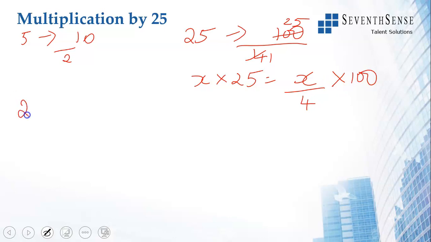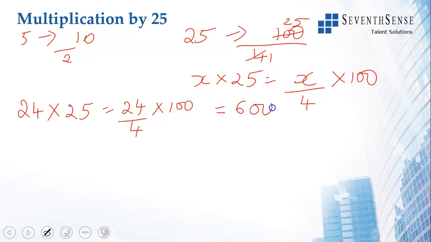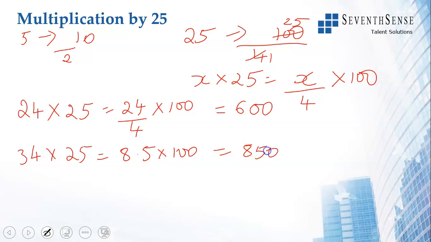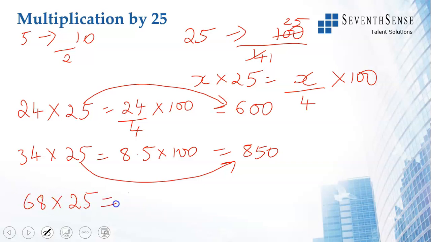So if you have to multiply 24 by 25, what do you do? You do 24 by 4 and into 100. 24 by 4 is 6, so 600. Okay, 34 into 25, 34 by 4 is 8.5, into 100 is 850. In the exam, you will have to directly write this step. I am writing it here so that all of us who are watching are on the same page. Let's look at 68 into 25. 68 by 4 is 17, 17 into 100, 1700.